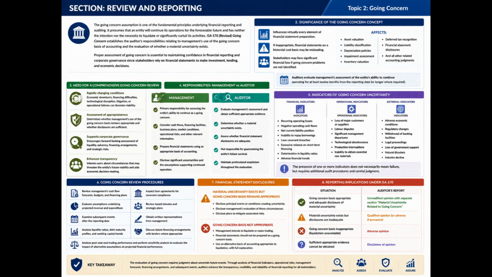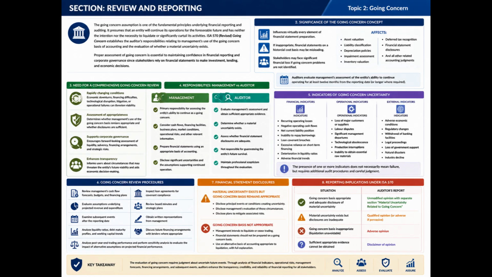The responsibilities of management and auditors regarding going concern are distinct but complementary. Management bears the primary responsibility for assessing the entity's ability to continue as a going concern and preparing financial statements using an appropriate accounting basis. This assessment should consider expected cash flows, financing facilities, business plans, market conditions, operational risks, and other relevant information covering at least the foreseeable future.